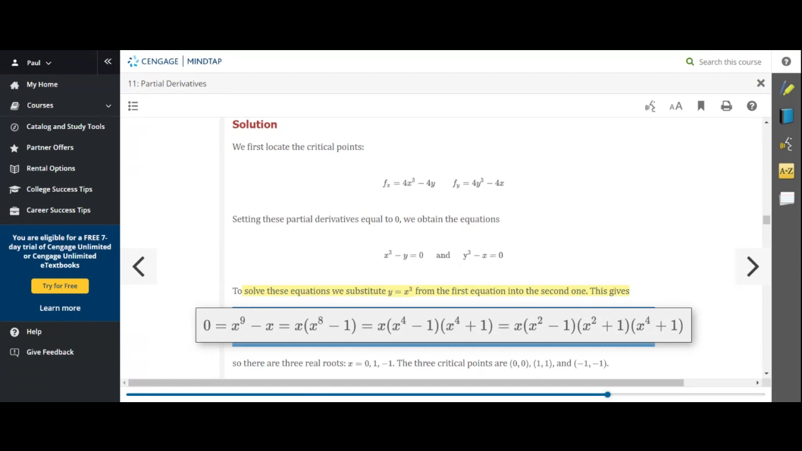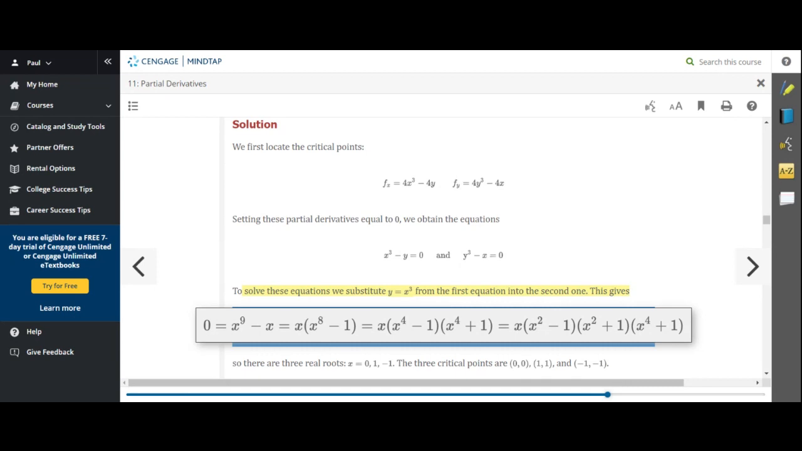And so you get 3 real roots. The solution to this equation is 3 real roots: x equals 0, x equals 1, and x equals -1. And with those values of x, you get values of y, 0, 1, and -1 respectively. Notice the x to the 4th plus 1, that last factor on this highlighted equation, would only yield imaginary values. And we are interested in real values because the surface is in the real three-dimensional space.